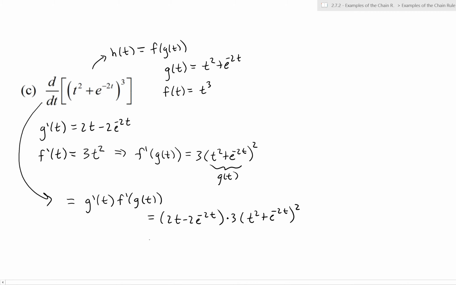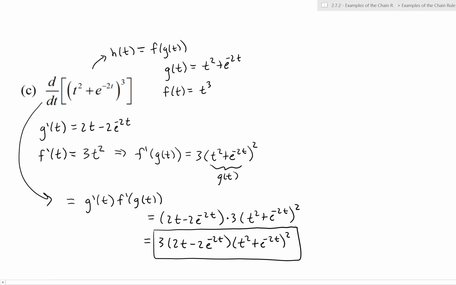Or if we prefer, we can write that 3 in front just so it looks a little nicer. 3 times 2t minus 2e to the negative 2t times t squared plus e to the negative 2t squared. It's a chain of derivatives, hence the chain rule.